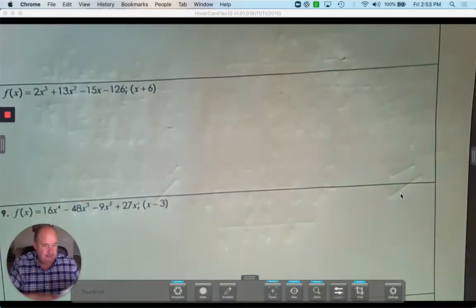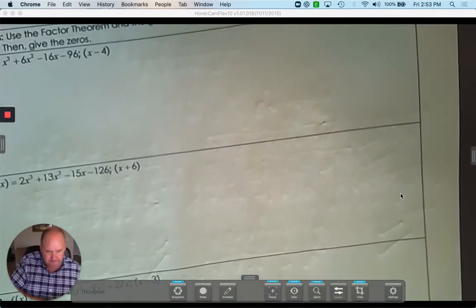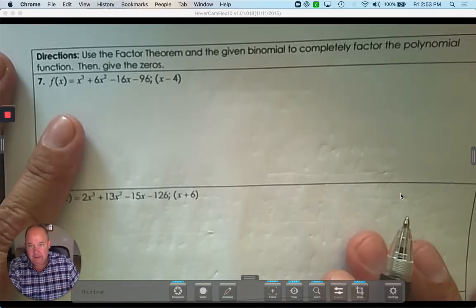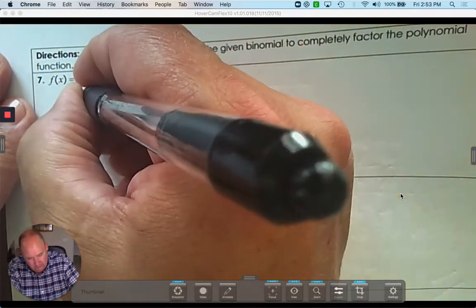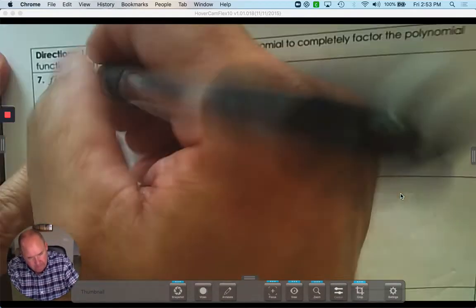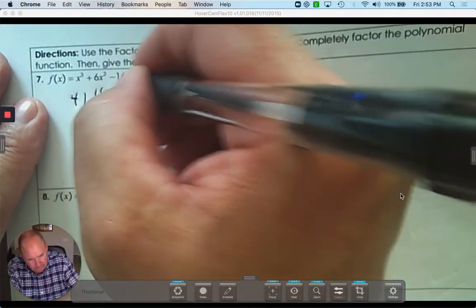All right, next page, last page for your homework. Use the factor theorem so that we can factor it completely. That's our goal. So we're given one of the factors. We're going to take the 0 of that, positive 4, and see what's left.